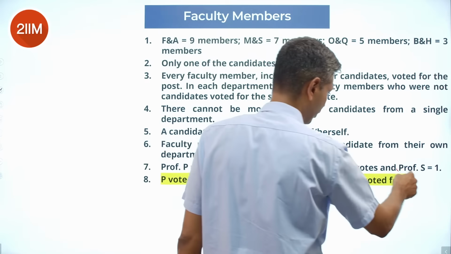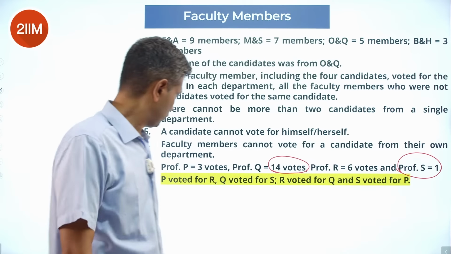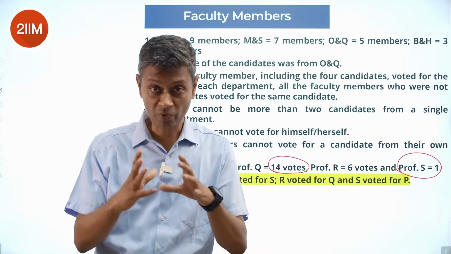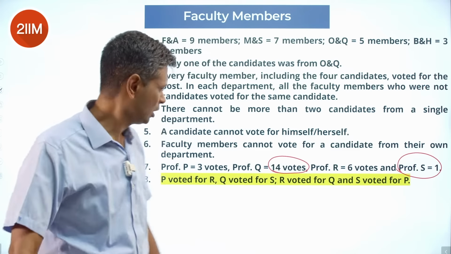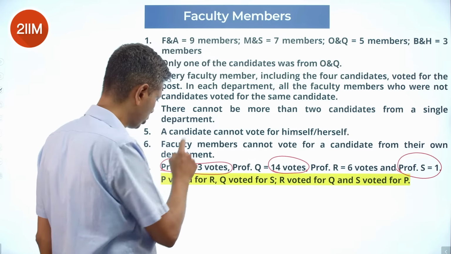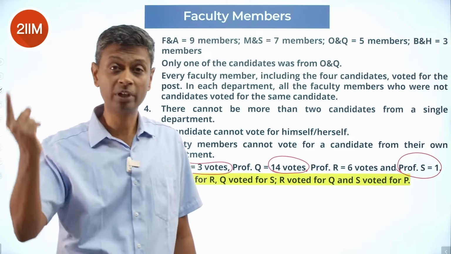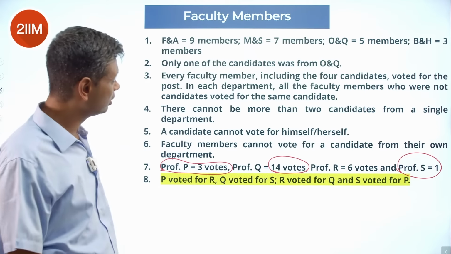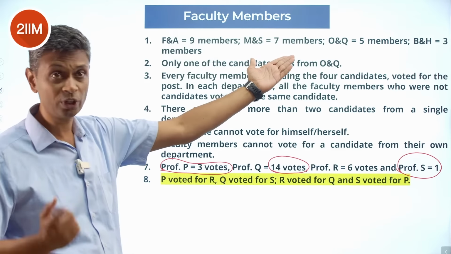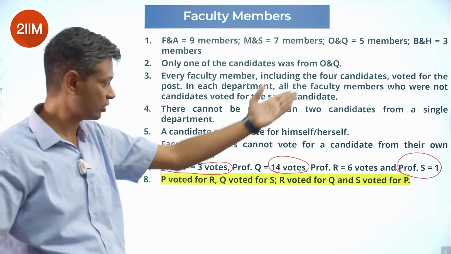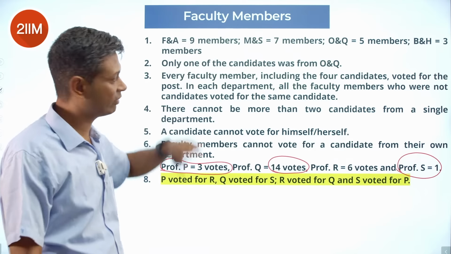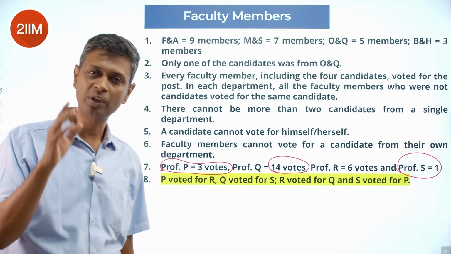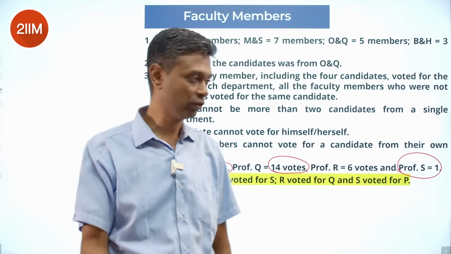This is very clear. Professor S received 1 vote from Q, from Qureshi, but none of the other votes. One group of candidates voting for S did not happen. Professor Pakrasi has received 1 professor vote and 1 other department has voted for him. That department, we can guess pretty easily: it couldn't have been O&Q, because O&Q had only 1 professor, and the remaining 4 should have voted in a bunch. It gets only 3 votes. It could have been M&S or F&A, lots of potential voters, at least 7 here, at least 5 there. It has to have been B&H. The extremes really work well for us, right?